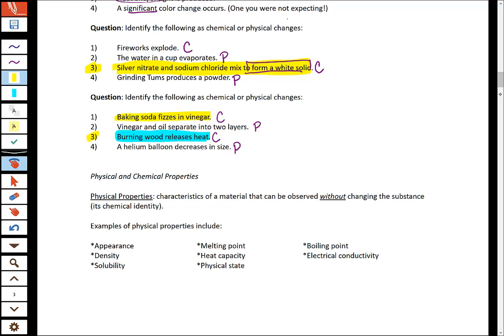But notice the slight difference in wording here, right? The physical properties are a characteristic of the material. It's not something that's actually happening. So something like your melting point is a physical property. Whereas when we were talking about the process of melting, that was a physical change. So there's a super slight distinction there.